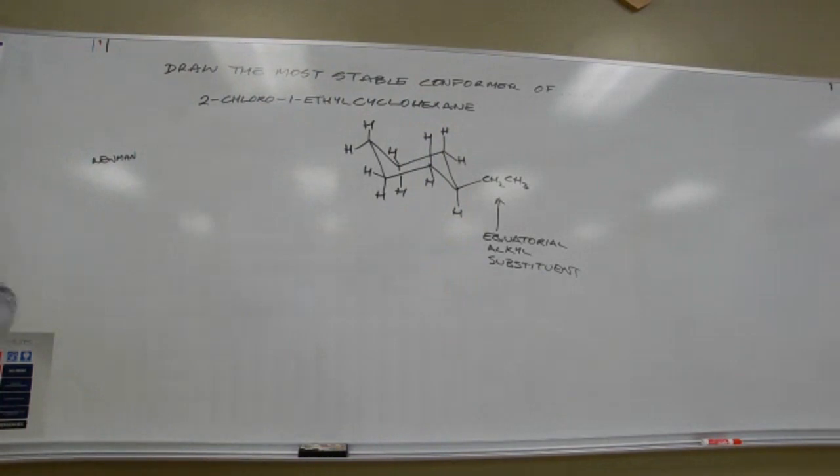Oh, people playing at home, I'm going to punish you. Use the whiteboard. If you have a tablet, you could sketch this with your finger or with a stylus. If you're doing this with your mouse, good luck. Somebody at home, draw me the most stable conformation of 2-chloro, 1-ethyl cyclohexane.